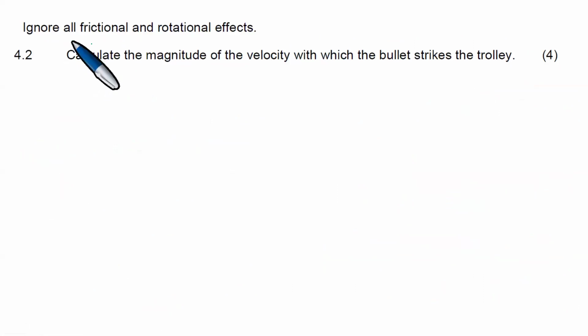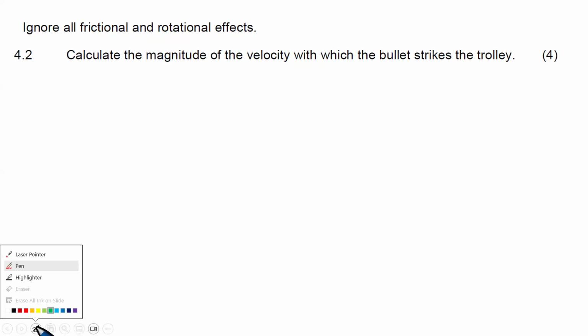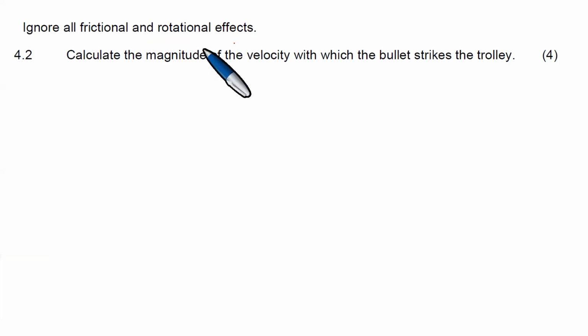Ignore all frictional and rotational effects. Calculate the magnitude of the velocity with which the bullet strikes the trolley. Right, so let us look at this particular one. We need to calculate two things: the magnitude of the velocity with which the bullet strikes the trolley.